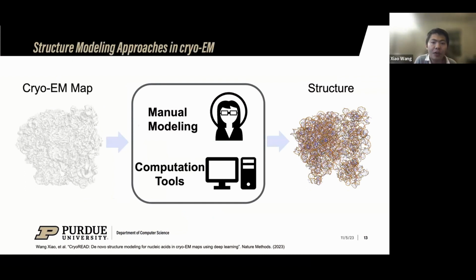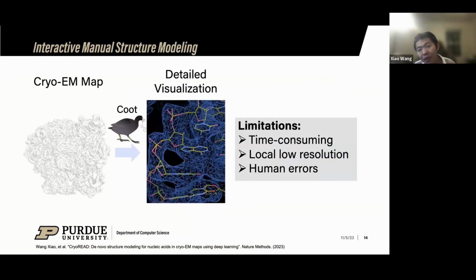For structural modeling approaches in cryo-EM, we can roughly divide them into two categories. One is manual modeling, another is based on computational tools. For manual modeling, people typically use interactive tools such as Coot to visualize the density details and manually put those nucleotides or residues into the corresponding regions. But that is very time-consuming and risks a lot of human error since it's very labor-intensive work.